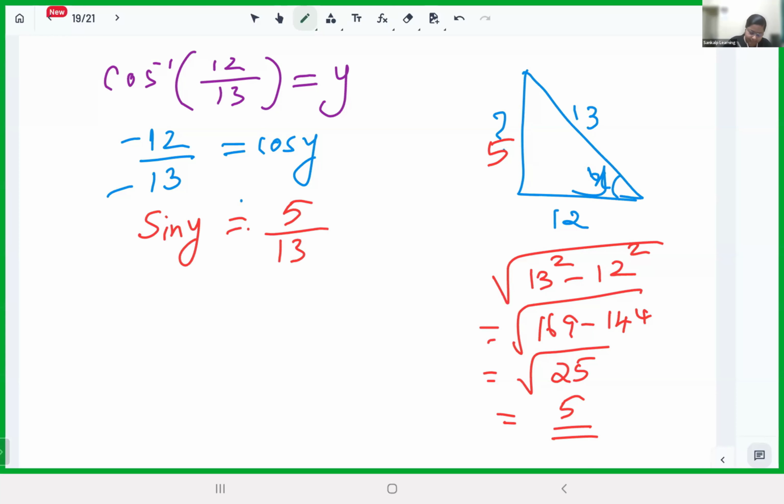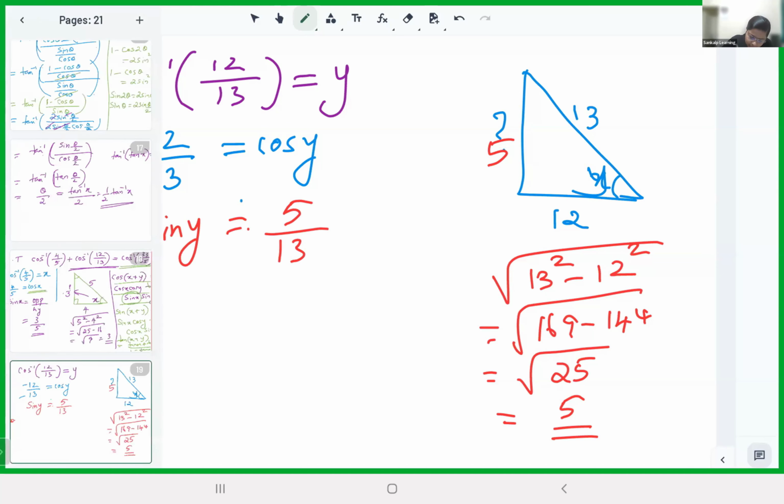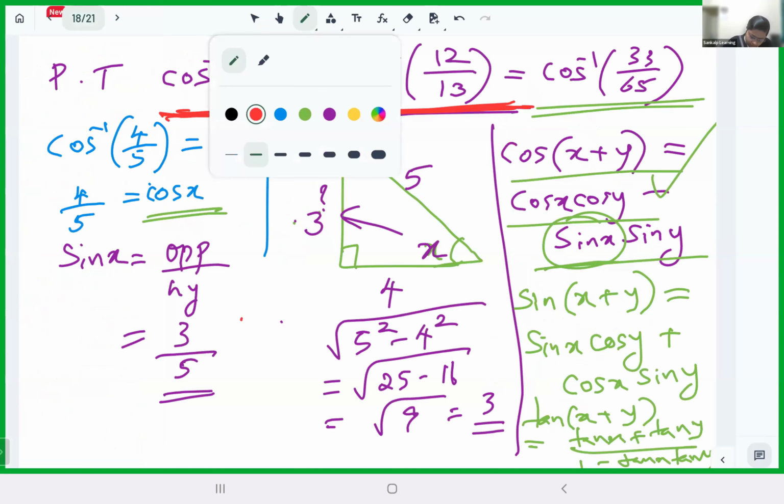Now we can use the identity for cos of x plus y. We are going to use that identity. This one we put as x and this one we have substituted as y, which means we are actually finding out x plus y.